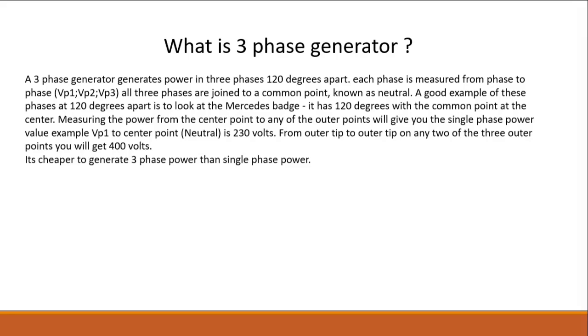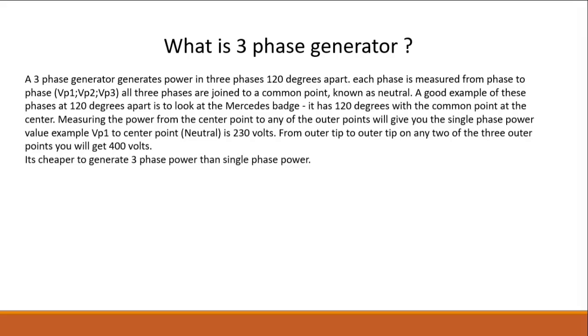A good example of these phases at 120 degrees apart is to look at the Mercedes badge. It has 120 degrees with the common point at the center. Measuring the power from the center point to any of the outer points will give you the single phase power value. So for example, VP1 to center point neutral is 230 volts.